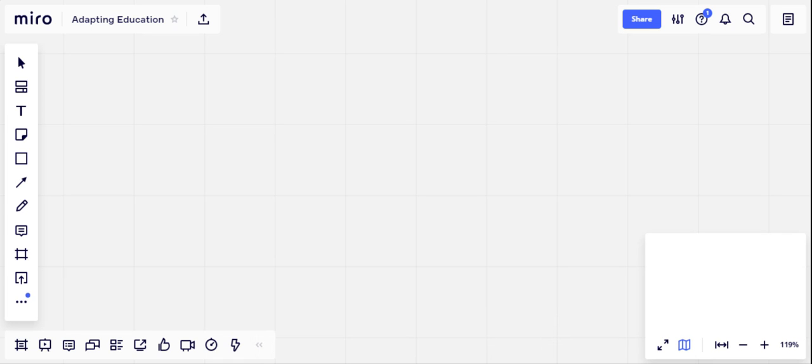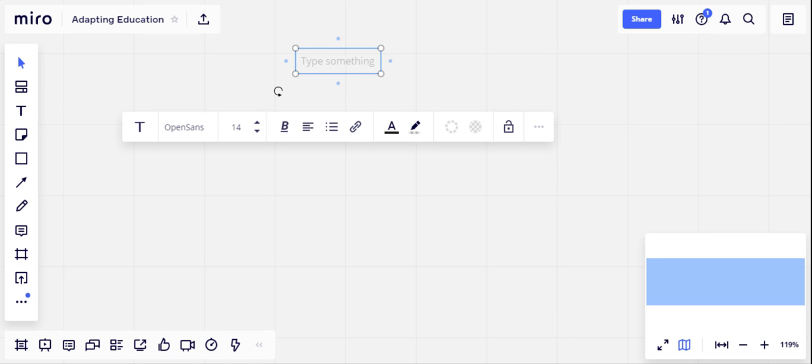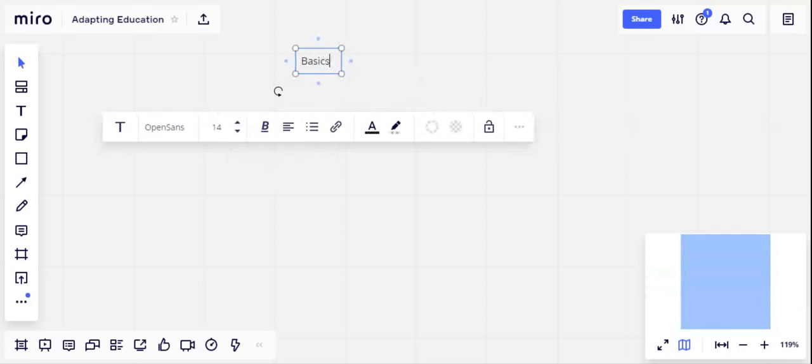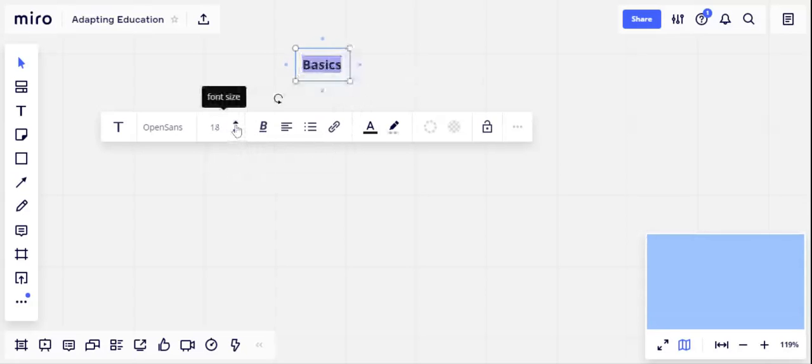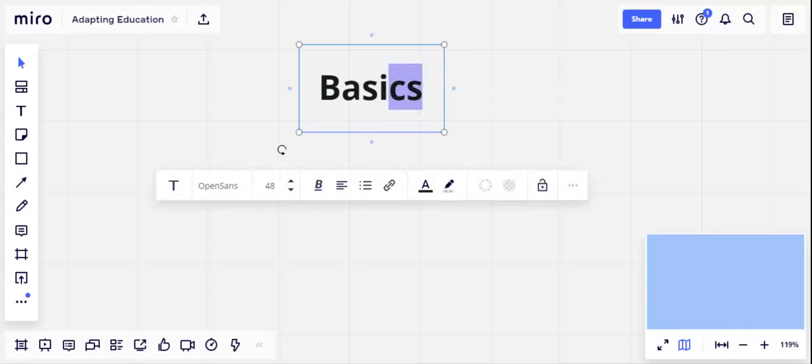Alright, so what I'll do is I'll just add a text box over here. Okay, so that says, so we are going to start with basics. Okay, so I'm just writing it as basics.